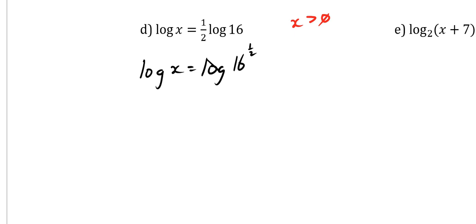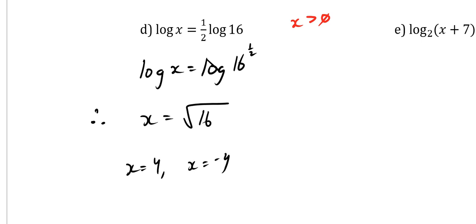Right? So I need to handle the other junk first, but then I can say, therefore, if the log of x equals the log of the square root of 16, then x has to be equal to the square root of 16. And the square root of 16 is plus or minus 4, so x equals 4 and x equals negative 4, but we had a restriction of x has to be greater than 0. So again, this is extraneous.